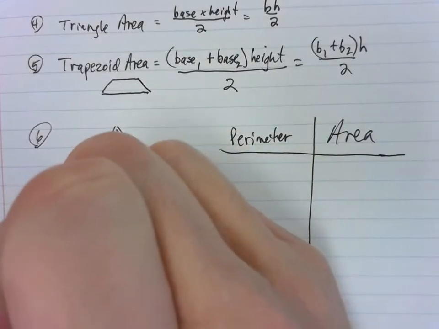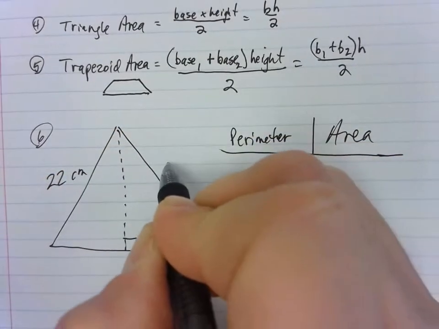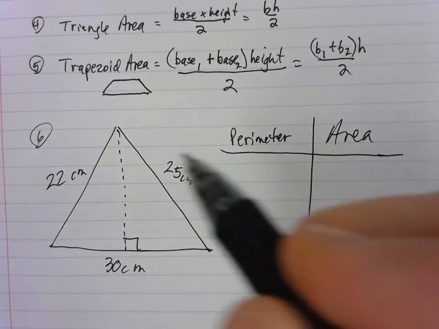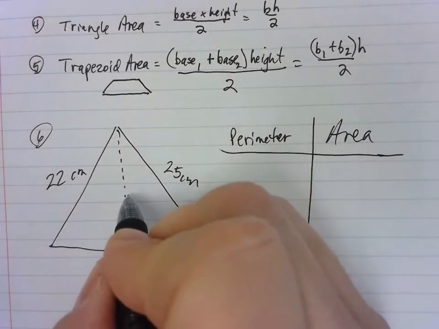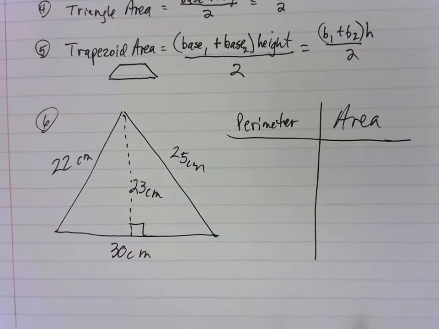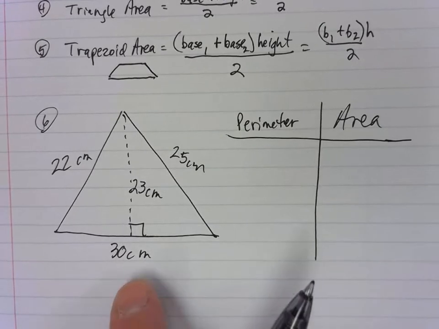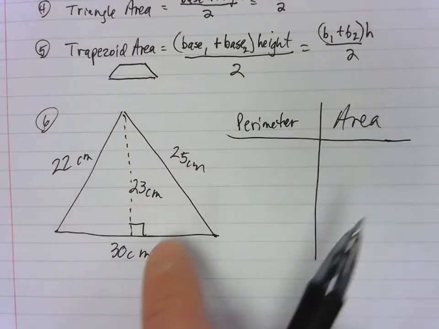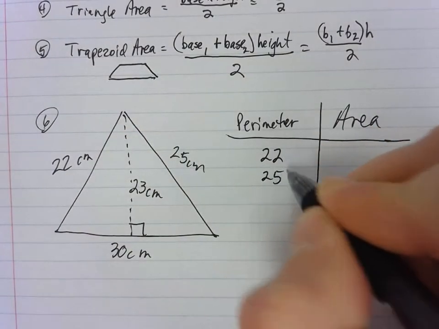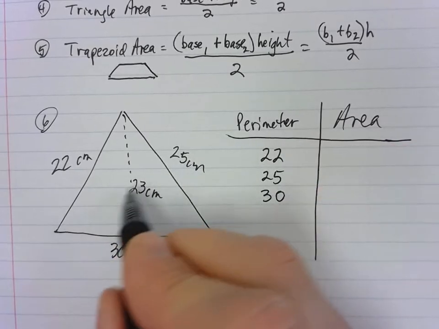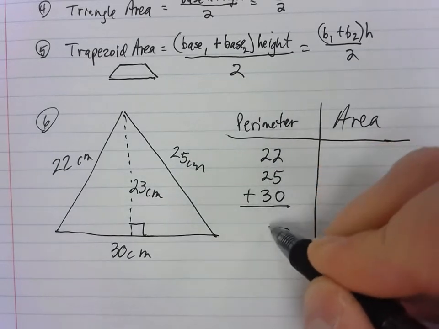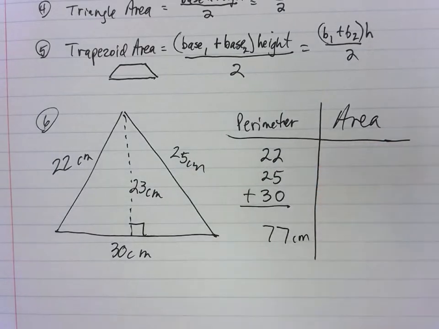So let's say it tells you that this is 22 centimeters. This is 25 centimeters, this is 30 centimeters, and then running up and down here, let's just say this is 23 centimeters. So if we do the perimeter, perimeter is these around the outside edge, so that would be 22 plus 25 plus 30. You do not use the height for the perimeter. So if you just add those up, it's got a perimeter of 77 centimeters.